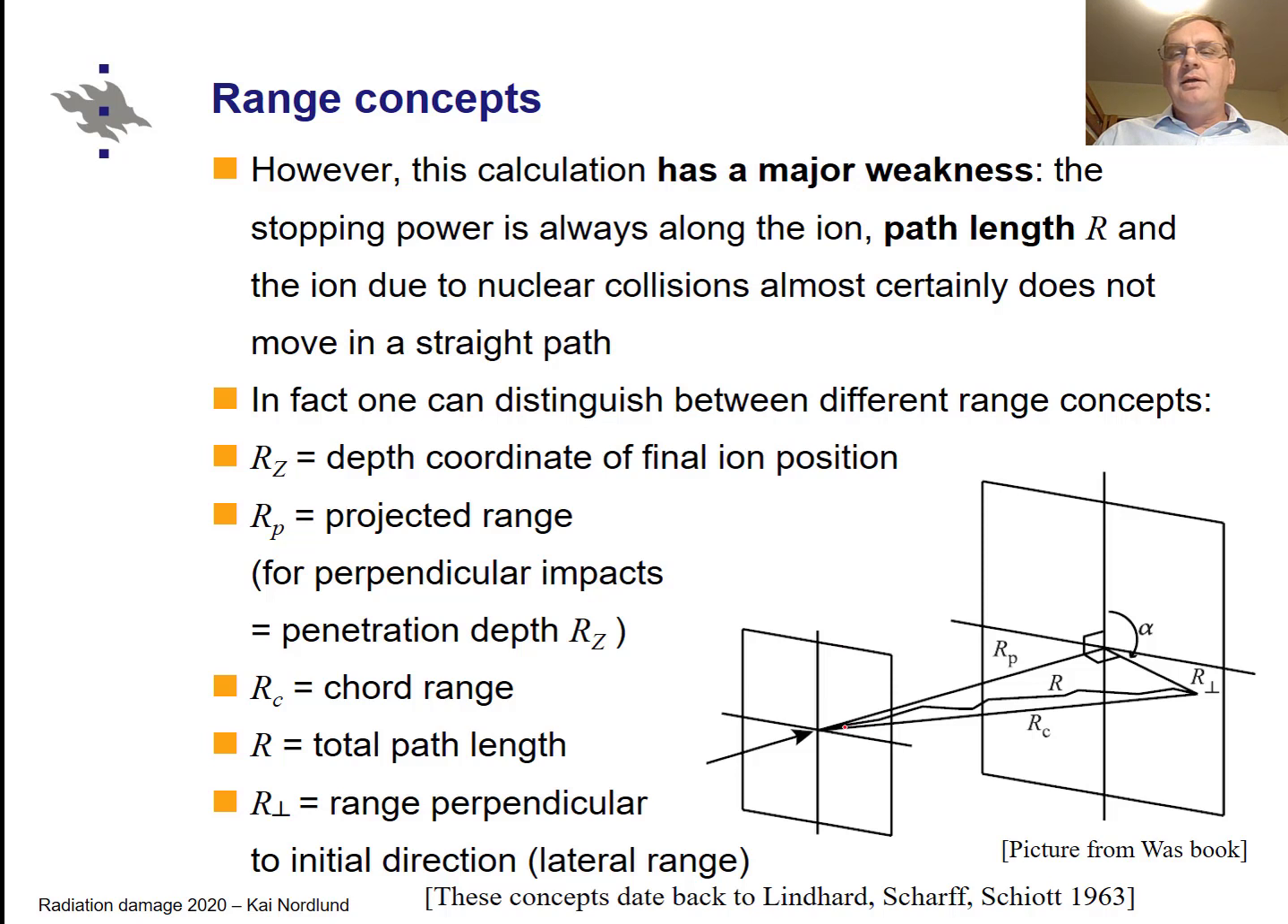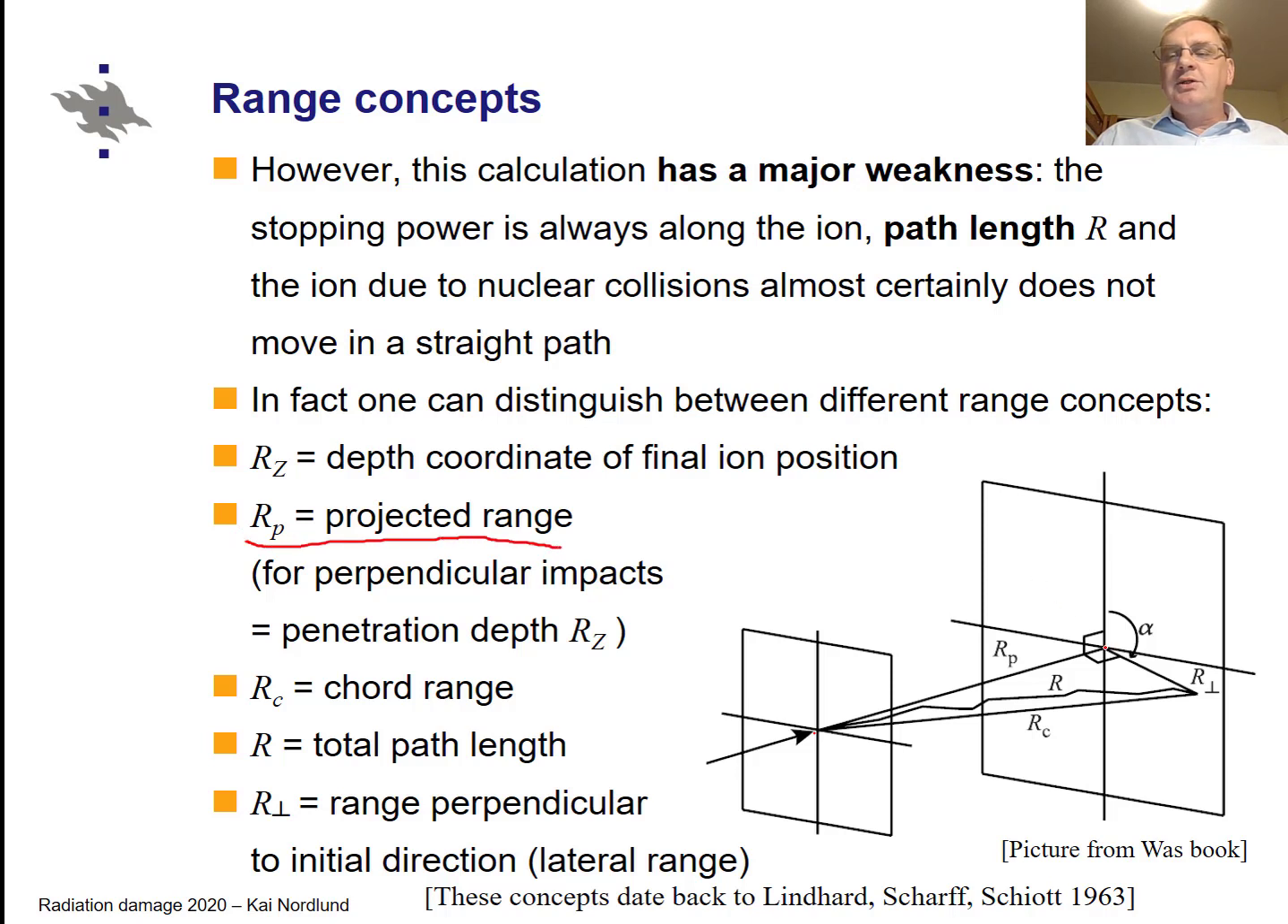But this leads us to the interesting issue that, okay, since it doesn't travel straight, what is actually the penetration? And there are several different definitions of what the penetration is. So if you look at this figure, this is from Gary Was's book. So if you have an ion which enters here and then starts traveling inside the solid along this path, one can, with a little bit of thought, realize that one can define at least 4 different range concepts. One is the range along the initial direction, which is called the projected range, RP.